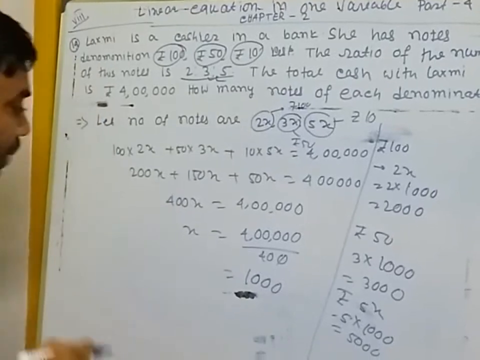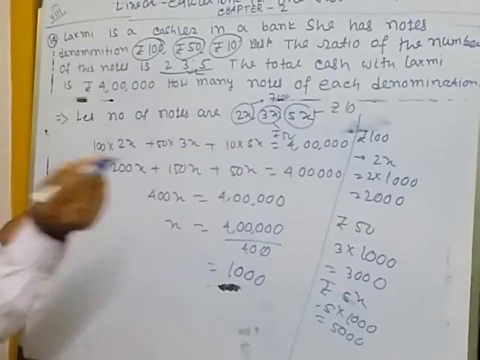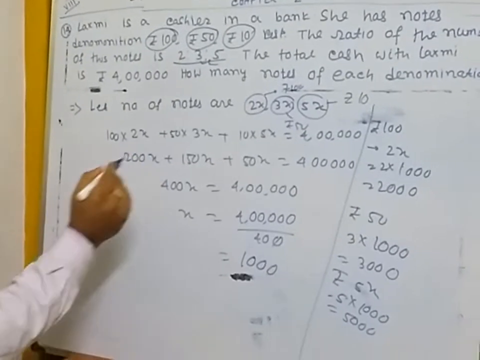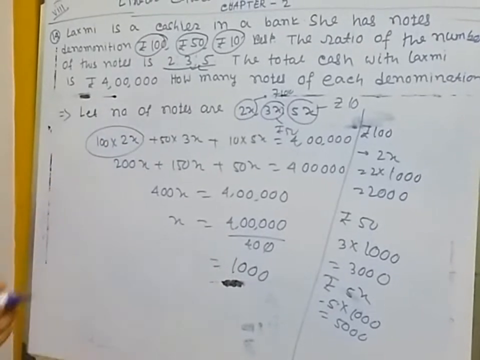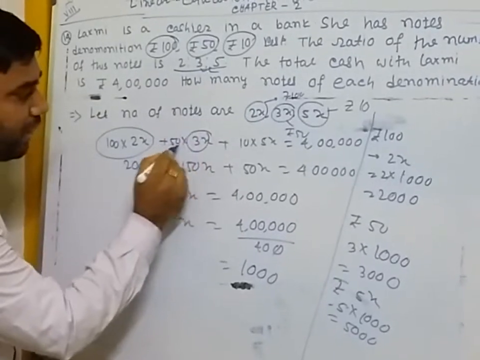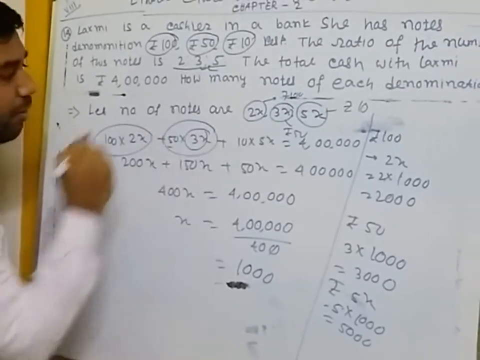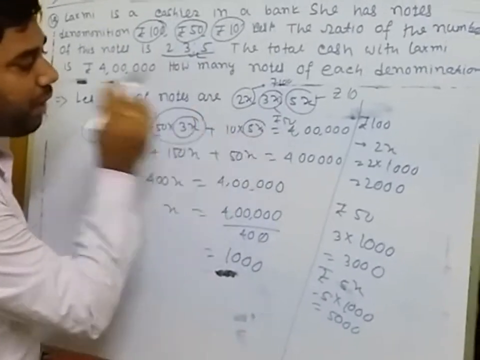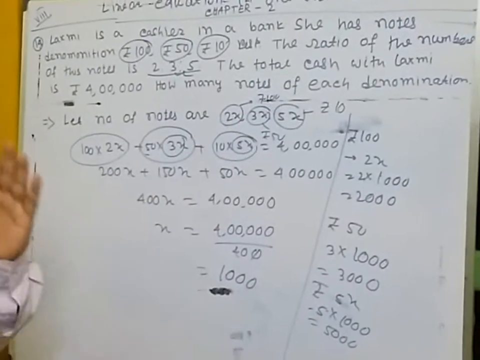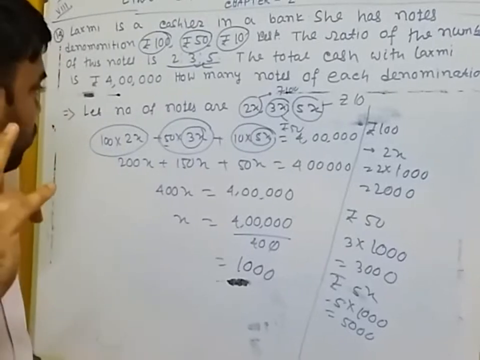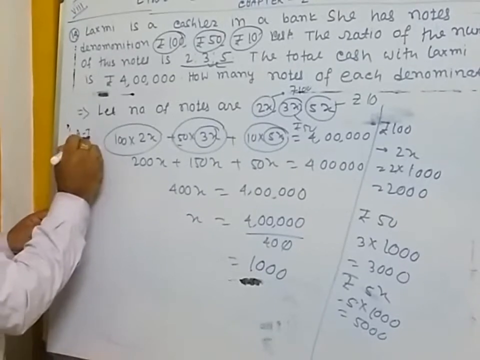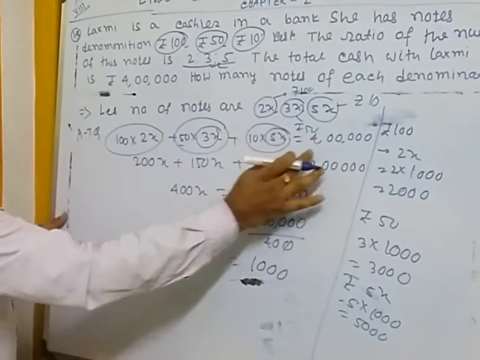If I multiply 2x with 100, that is the value of the note, it means money, that is the amount. 2x into 100 is the amount of notes of rupees 100. And if we multiply 3x with 50, that is the amount. And 5x means rupees 10 into 5x will give the amount. The sum of these three amounts, which consist of 100 rupee notes, 50 rupee notes and 10 rupee notes, is 4 lakh. According to the question, the sum of these notes is equal to 4 lakh.